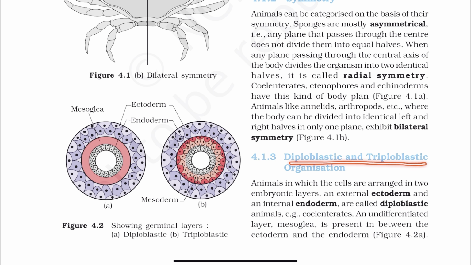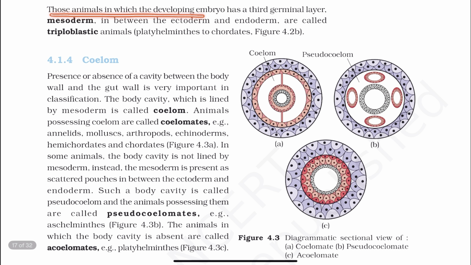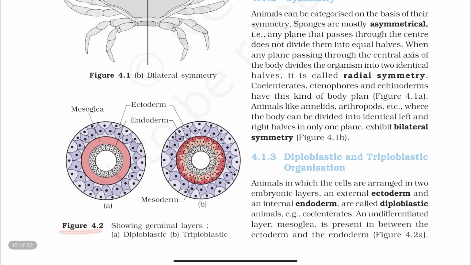4.1.3 Diploblastic and triploblastic organization. Animals in which the cells are arranged in two embryonic layers, an external ectoderm and an internal endoderm, are called diploblastic animals. Example: Coelenterate. An undifferentiated layer, mesoglea, is present between the ectoderm and the endoderm. Figure 4.2a. Those animals in which the developing embryo has a third germinal layer, mesoderm, in between the ectoderm and endoderm are called triploblastic animals. Platyhelminthes to chordates. Figure 4.2b. Figure 4.2 showing germinal layers: A. Diploblastic, B. Triploblastic.